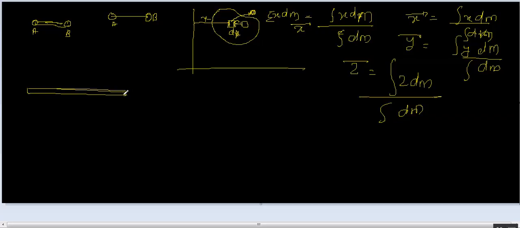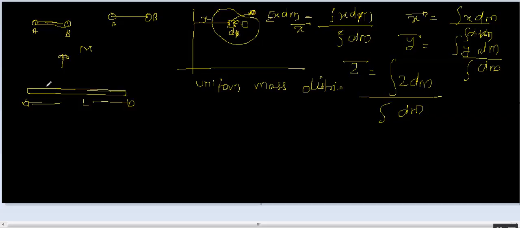Let's suppose this is a rod, and it has uniform mass distribution. This rod has mass m and length l, and the mass distribution is uniform.